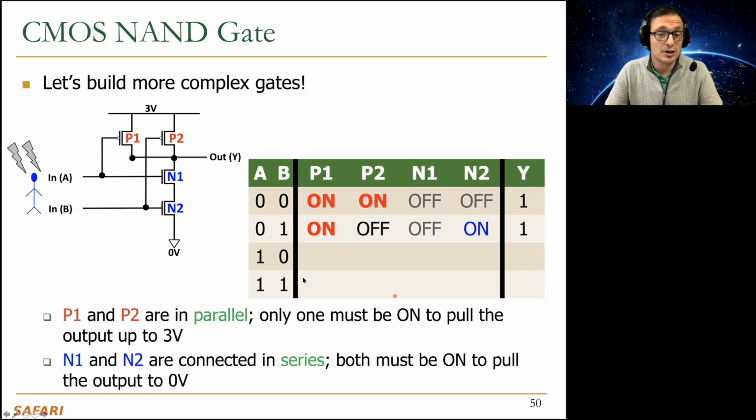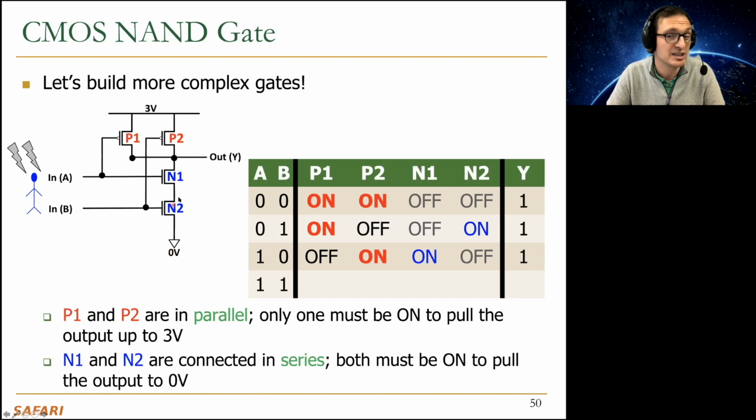Okay, so let's take a look at what happens if A is 1 and B is 0. If A is 1, B is 0, what happens is, again, these series transistors don't connect the output to 0 volts because both of them need to be on, meaning both A and B need to be 1 for them to have a closed circuit over here. But in this case, again, one of P1 or P2, in this case, P2 conducts. As a result, you get 1 in the output.